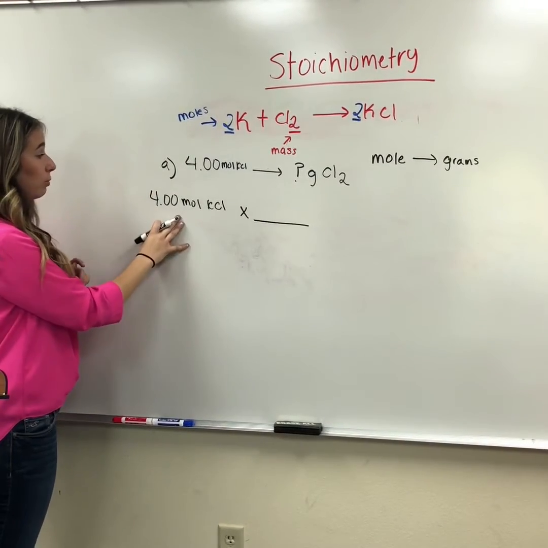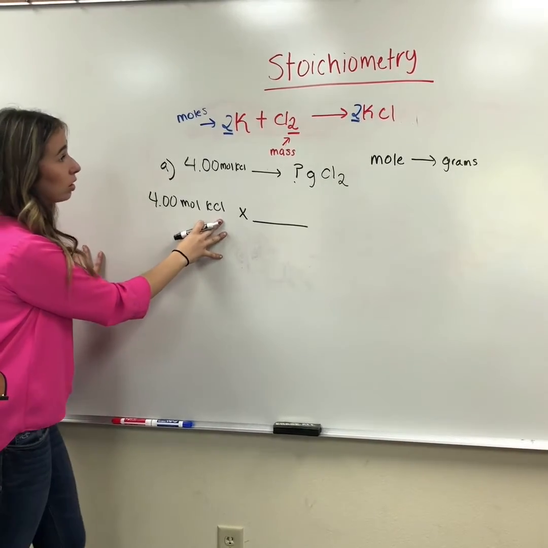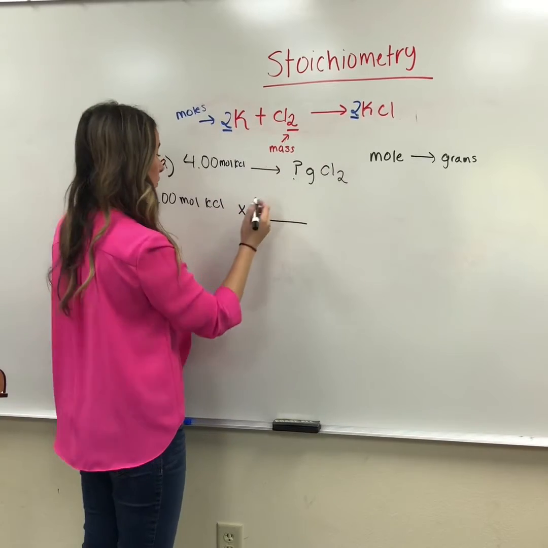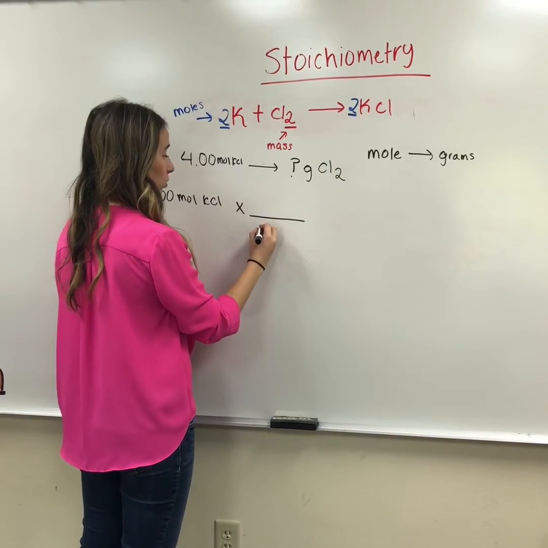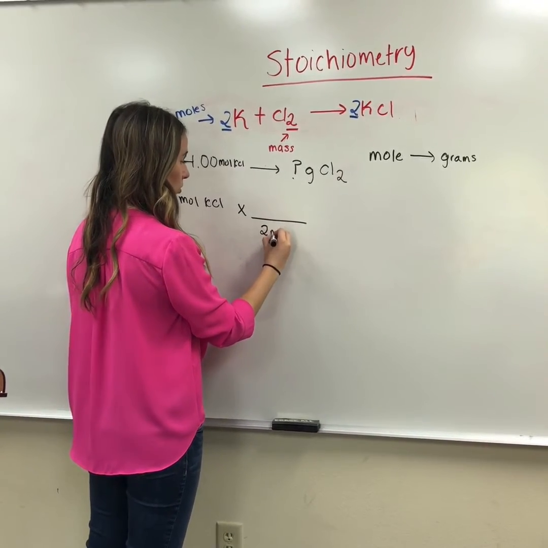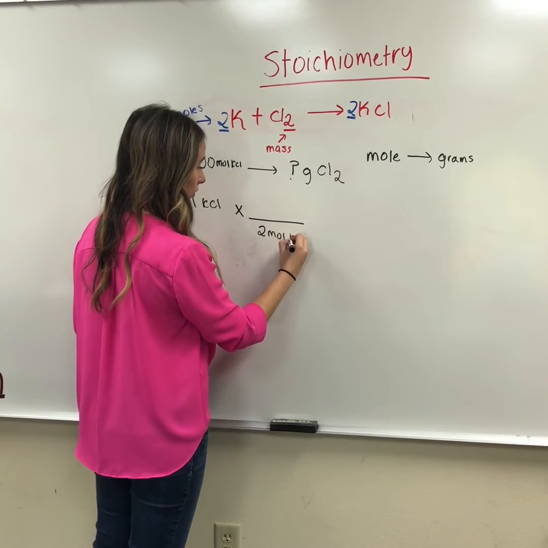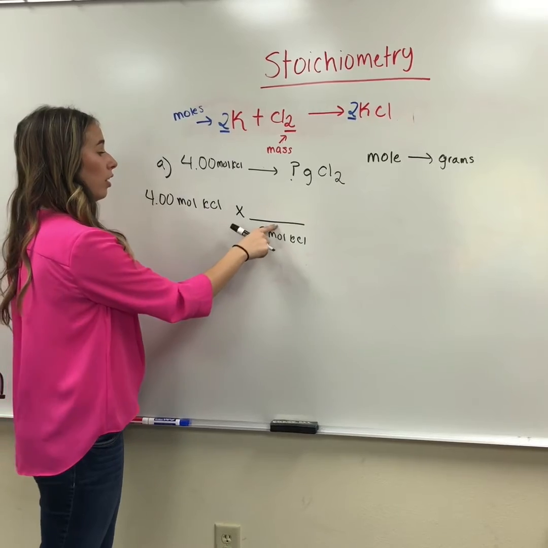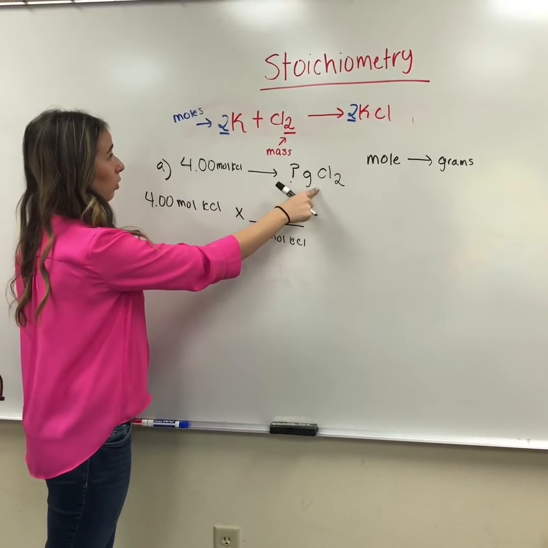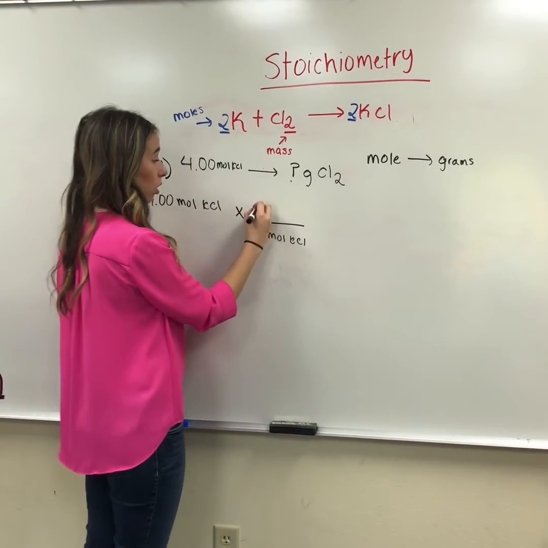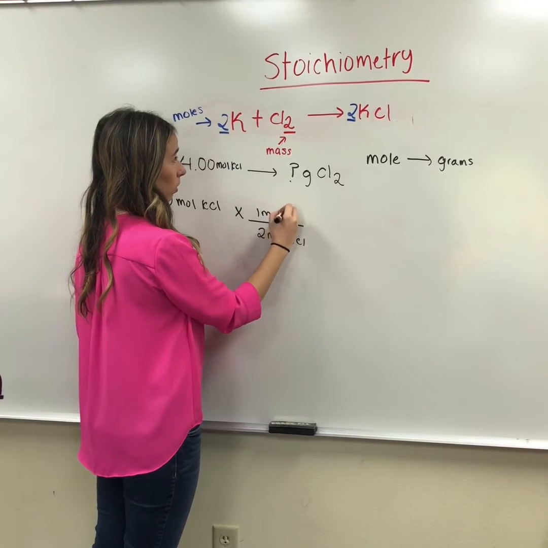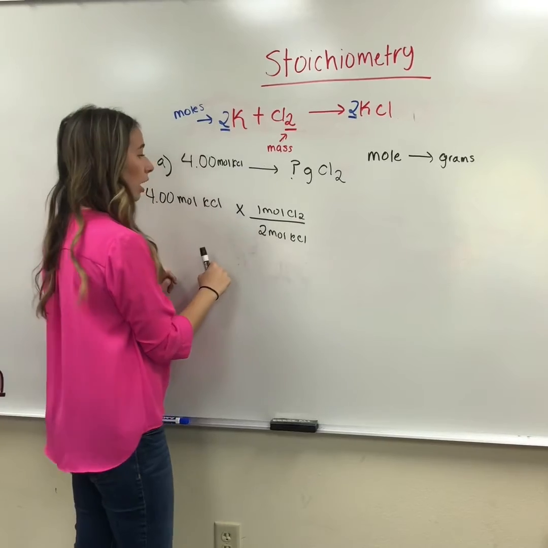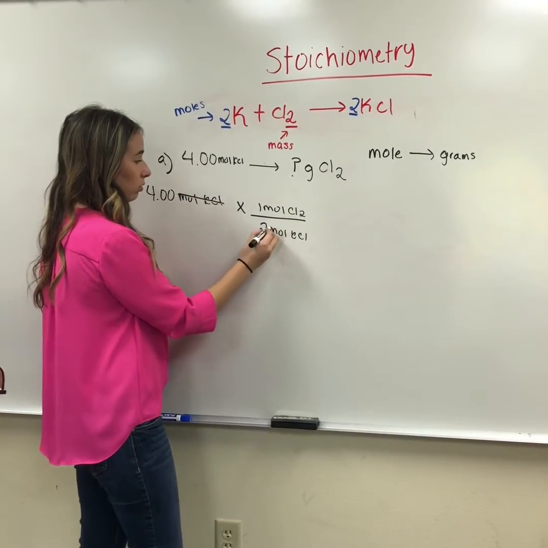So we have moles. I'm going to take how many moles I have of KCl, and I have 2 because the number in front tells us how many moles we have of that atom. So we have 2 moles of KCl, and then we have how many chlorine we have. We just have 1. So over 1 mole of Cl2. Okay? Now I can cancel my moles out.